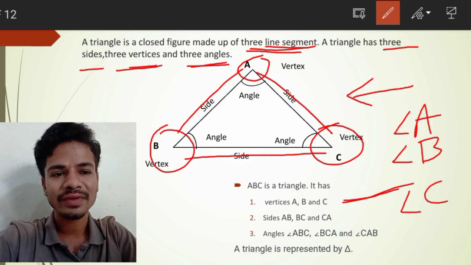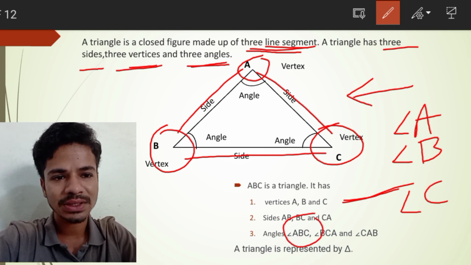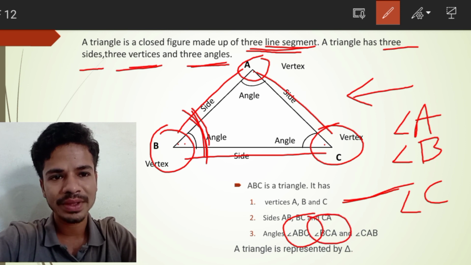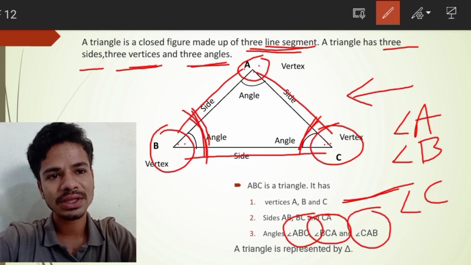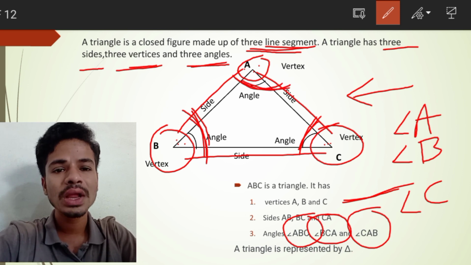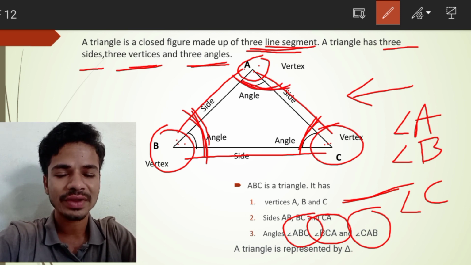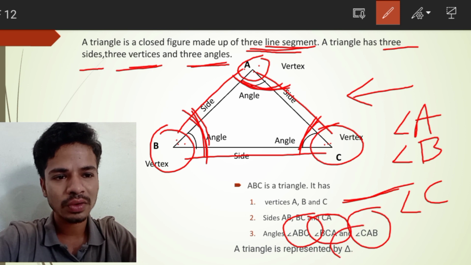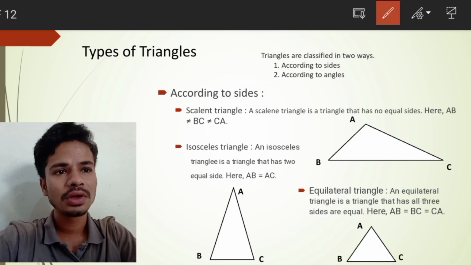So here I represent the angles. Angle ABC means this angle, angle B. Angle BCA means angle C, and angle CAB means angle A. Now a triangle is represented by a small symbol of a triangle.